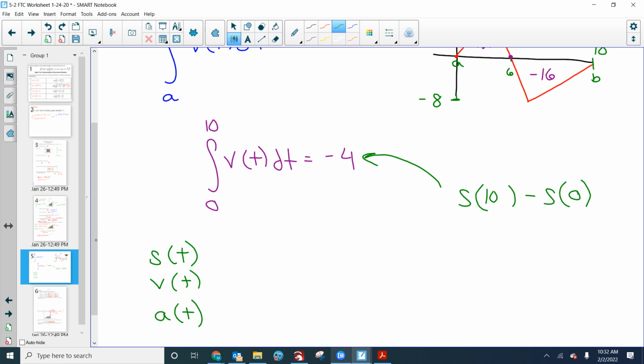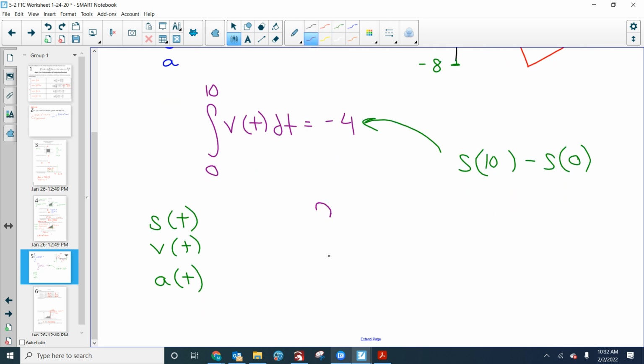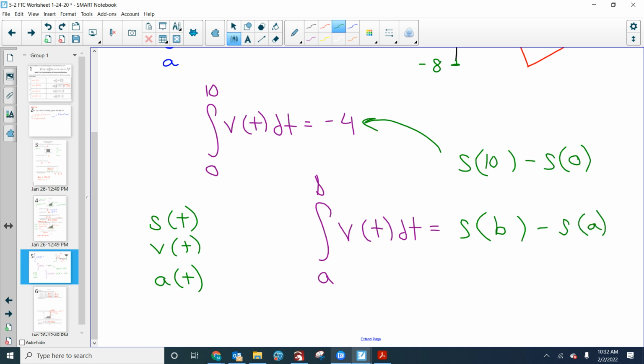Wait a minute. Let's generalize this. The integral from A to B of v of t dt is S of B minus S of A. Whether you realize it or not, we just showed the fundamental theorem of calculus. It's going to be called the fundamental theorem of calculus. That is an incredible statement right there. Let's pause and think about what that means.